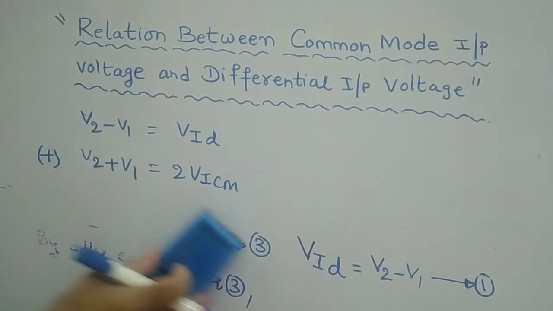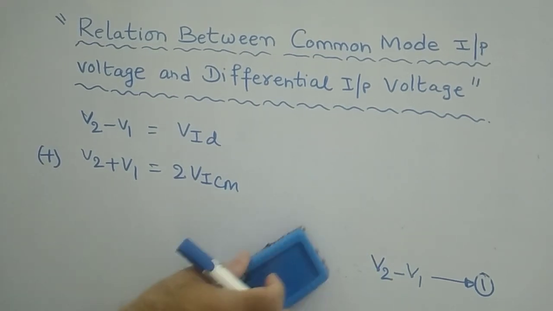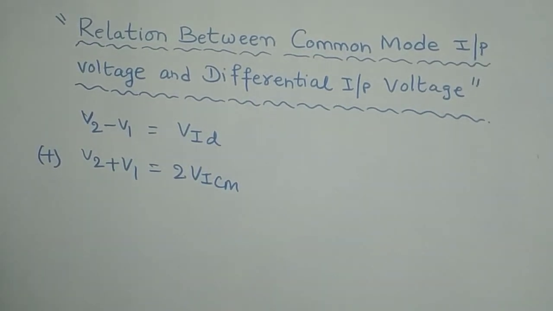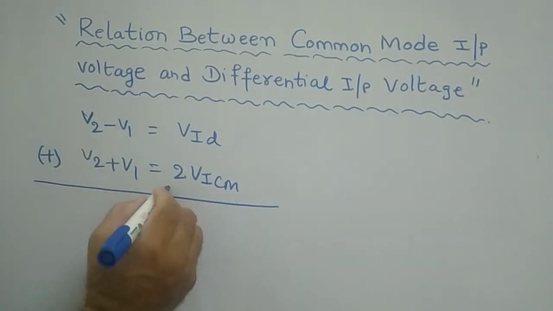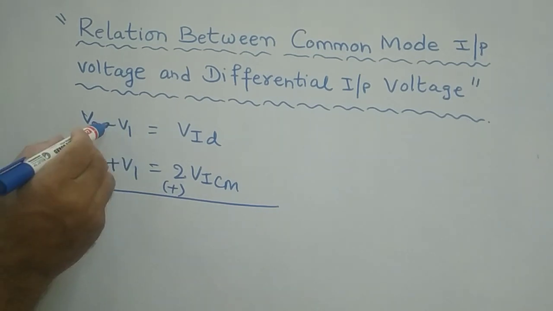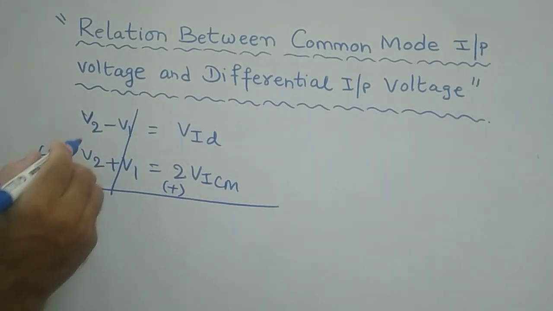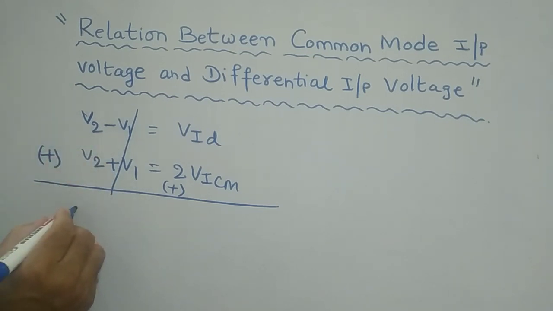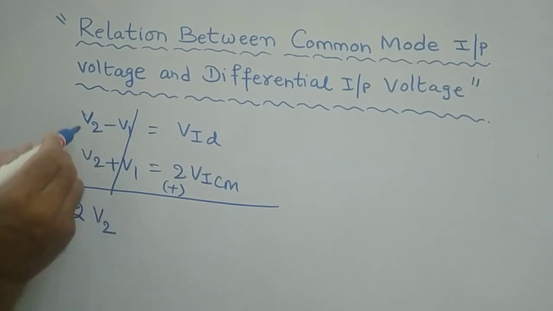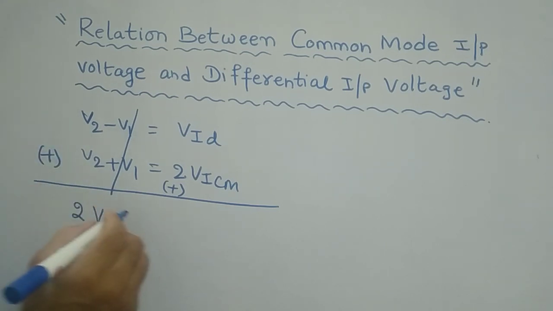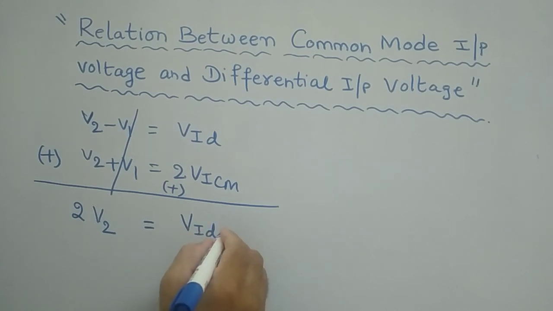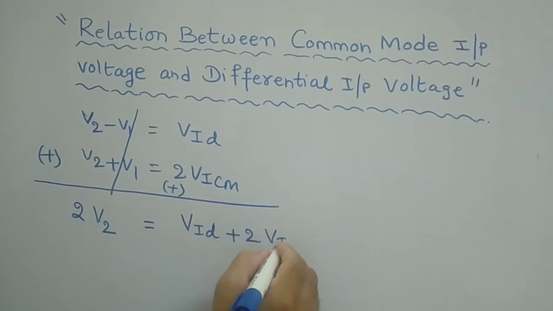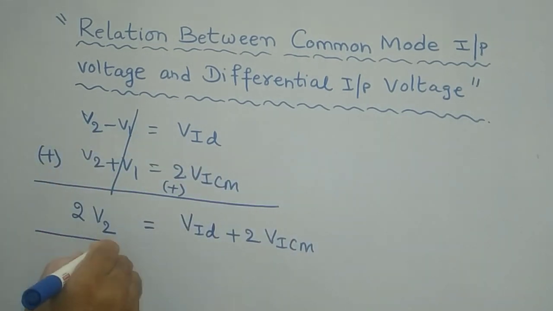Now I can erase this, it is not required now. So what do you get by adding equation 1 and equation 3? Minus V1 plus V1 will be cancelled out. What will remain here is 2 times V2, because V2 plus V2. 2 times V2 is equal to VID, the differential voltage, plus 2 times VICM, the common mode voltage.